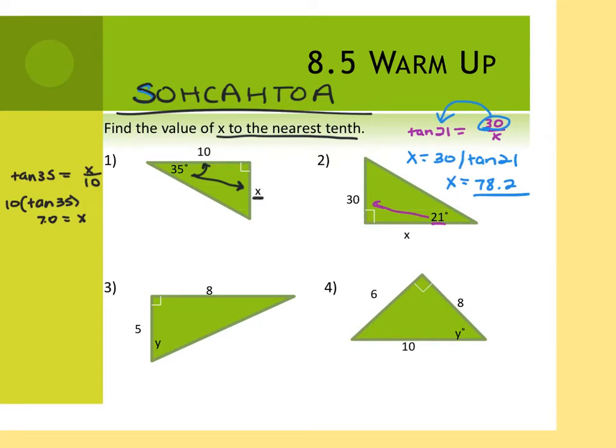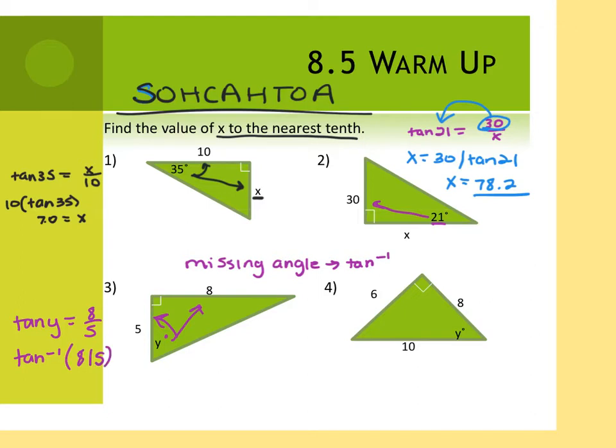Then 3 and 4, oh, this should have a degree symbol on it, is missing the angle. So remember, when we're missing the angle, we're using the inverse trig functions. So I'm using tan⁻¹. So opposite y is 8, adjacent to it is 5, which means the tangent of y is 8 over 5. And I would write tangent⁻¹, 8 divided by 5 in my calculator.